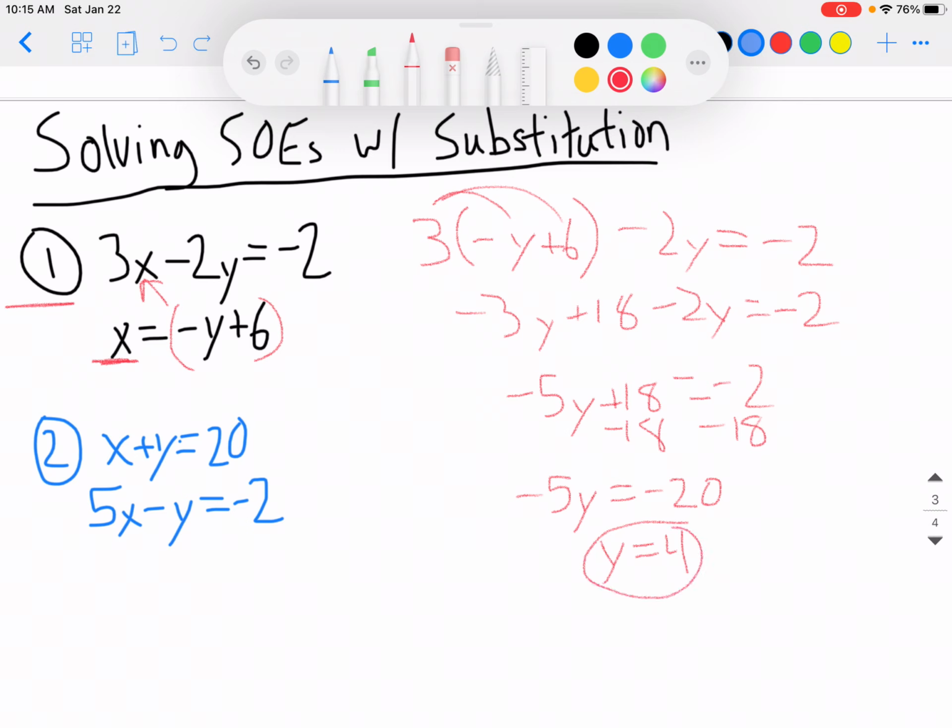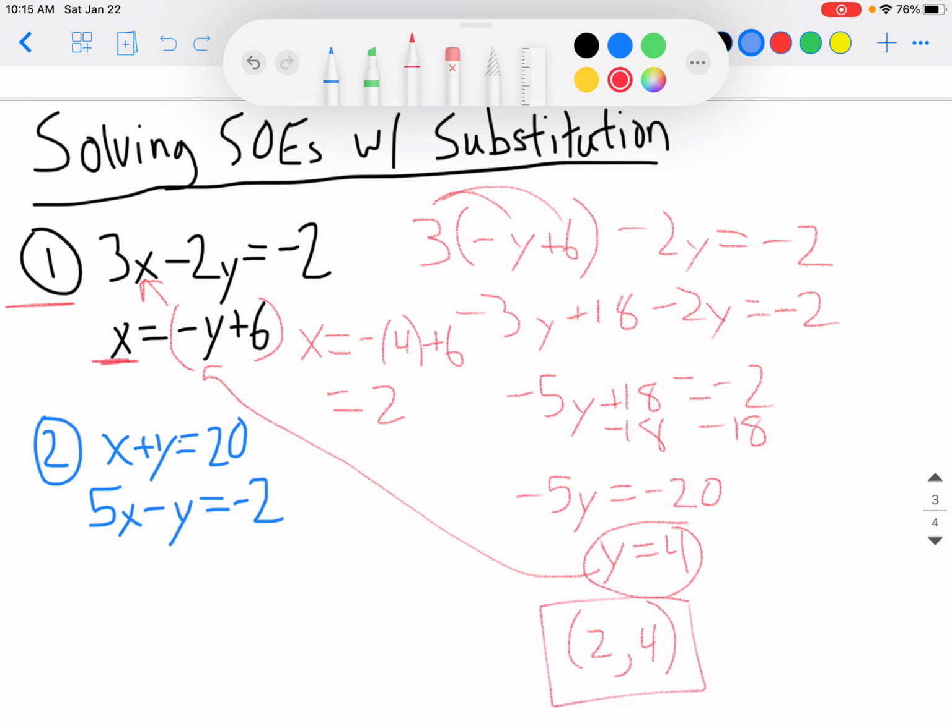Now this is only part of my answer. To find out the rest, I'm going to take this value and plug it in right there. And so what I'm going to end up getting is x equals negative 4 plus 6, which is 2. As a result, my final answer here is going to be the point (2, 4). I box it, I walk away, I'm good to go.